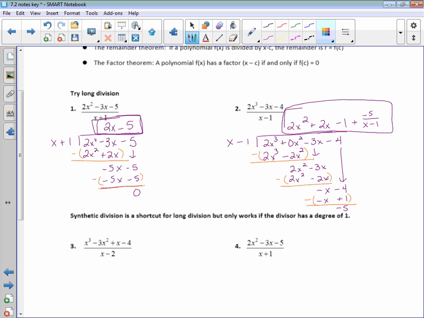I think we need at least one more of those before we do something else. Right? Are we okay with that one? So like the first one, if I took x plus 1 times 2x minus 5, I would get 2x squared minus 3x minus 5. Okay.